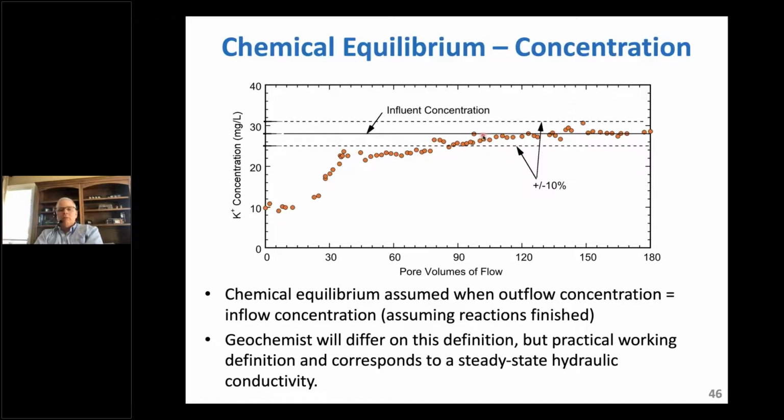Wow, that takes a long time. And actually, look at it carefully: when there's no more trend and there's equality, it's up on the order of about 110 pore volumes of flow. Now, a geochemist might not call this chemical equilibrium, but for a geoenvironmental engineer, a geotechnical engineer, probably close enough. A lot of flow's gone through the specimen.